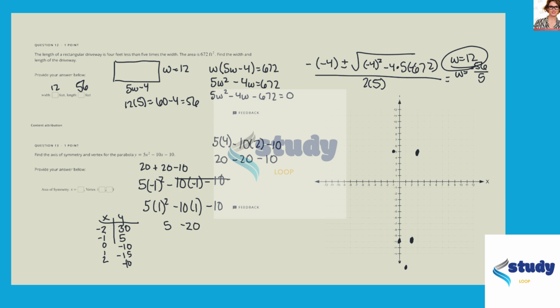So here we go. My vertex is 1 comma negative 15, and my axis of symmetry is x equals 1.